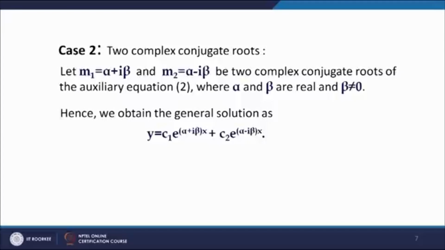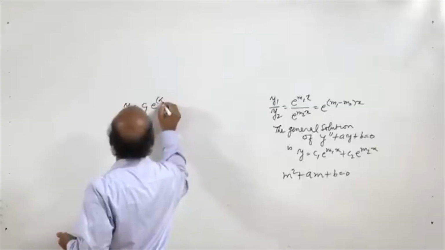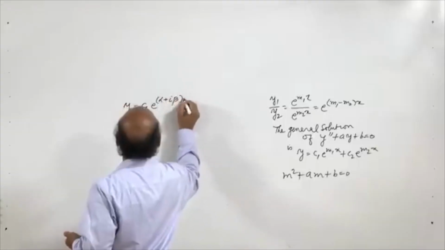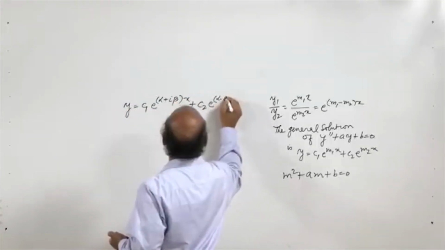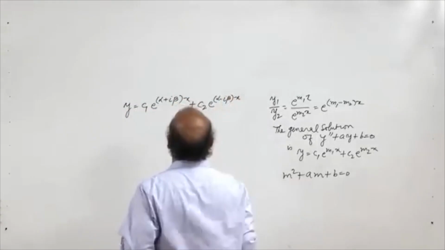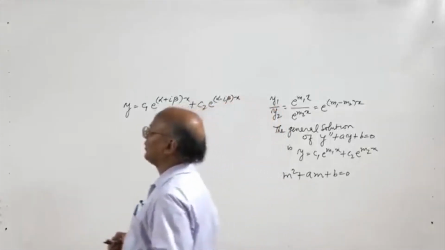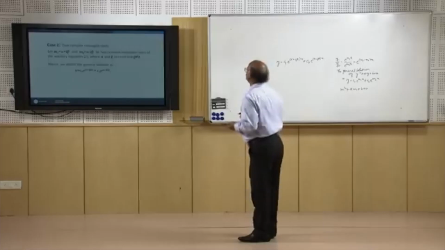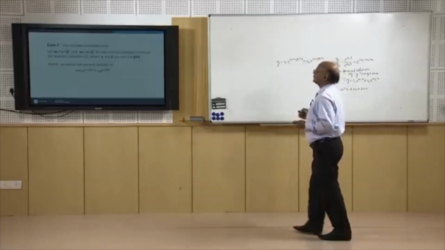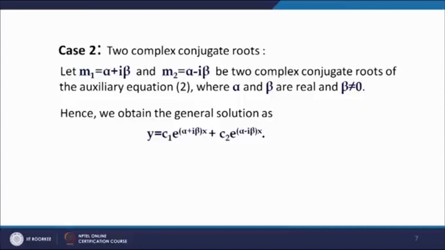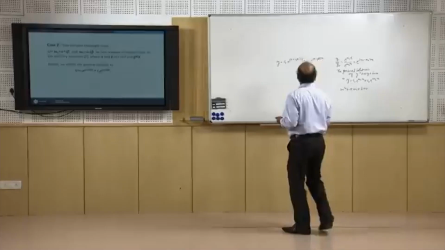Where alpha and beta are real numbers and beta is not equal to 0. Then the general solution will be... Since in applications we work with real solutions, therefore, instead of complex exponentials here, let us try to find the real solutions of the homogeneous second order linear differential equation.